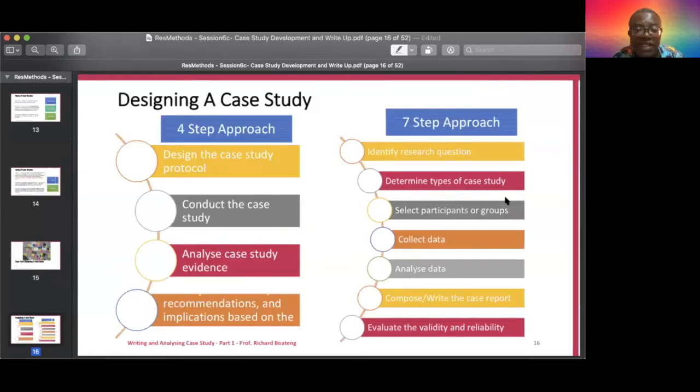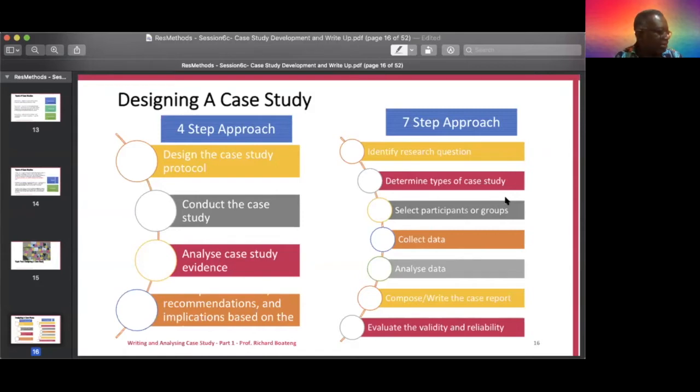Okay, so how do you design a case? There is a four-step approach and there's a seven-step approach. Each of them is related. In the four-step approach, you have to design a case study protocol that will guide you in collecting data, or define the purpose of the case study, and then the instruments you are going to use, the questionnaire you are going to use, and the respondents you are going to target. So that's what goes into your protocol. Then you conduct the case study, you analyze the case study evidence or findings, and then you look for your recommendations and implications based on the case that you have developed.